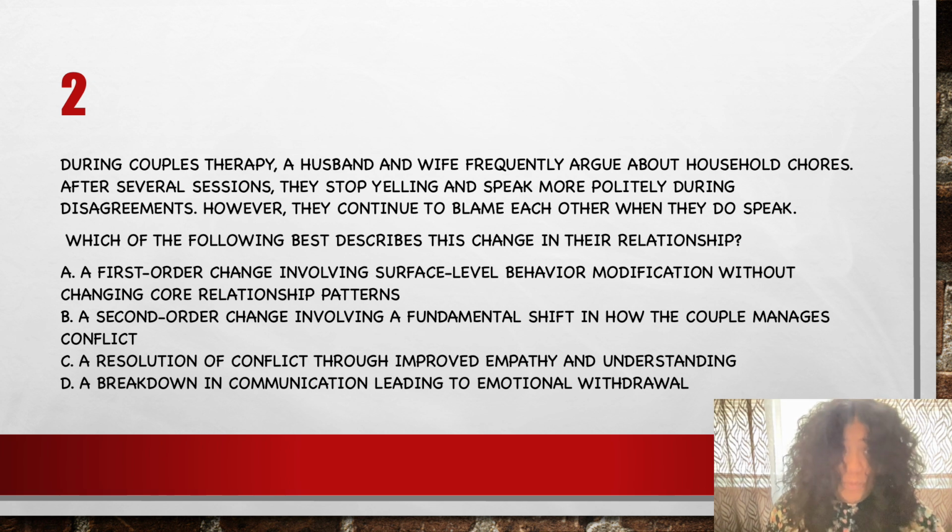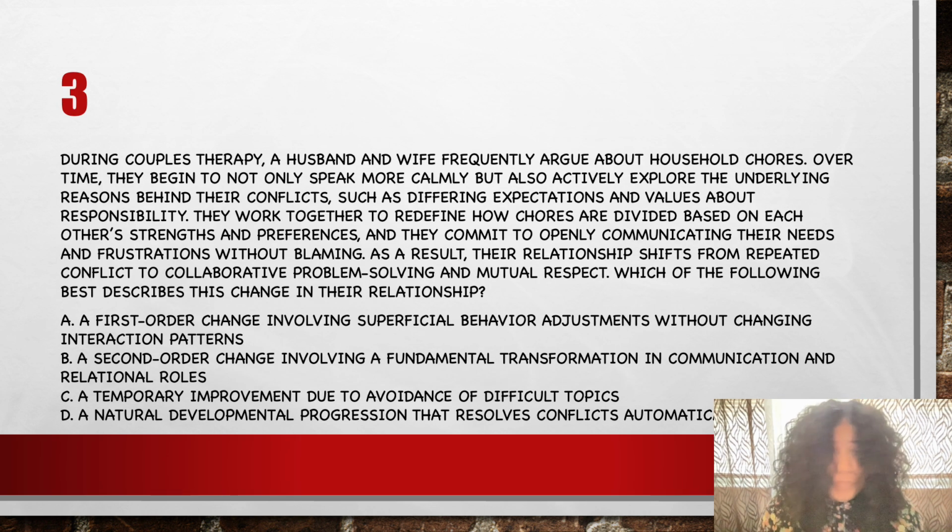If it was second order change, we would be looking at that breakdown in the communication that leads to that emotional withdrawal. But since we didn't, this leads us back to A, first order change involving surface level behavior modification. The only thing that was modified was what? The stopping of the yelling. But they're still blaming one another. They're still probably talking badly to one another while they're doing it too. So that's why it's just a surface level change, not a fundamental change in the entire system, leading us to know that the best answer is a first order change.